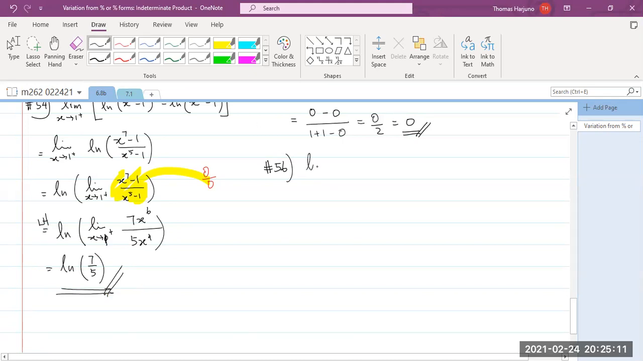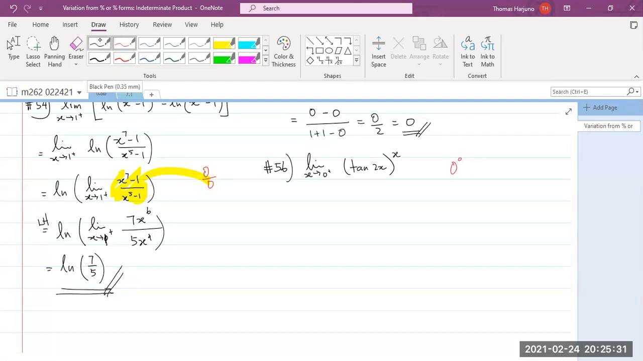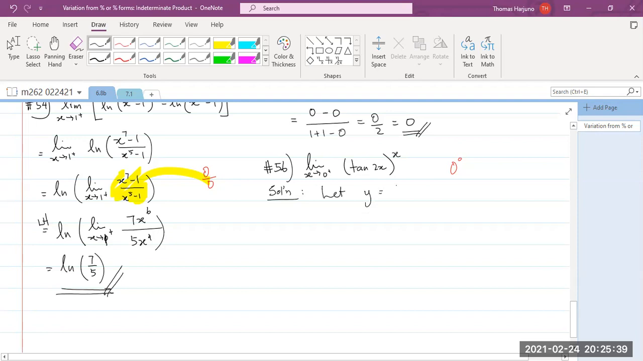Number 56, limit as x goes to 0 from the positive side of tangent 2x, quantity to the x. Now, this is the one I said that you have a 0 to the 0 case. When you have the indeterminate power, you need to use natural log. So let y equal this ugly function. Apply natural log, and that gives x natural log of tangent 2x.